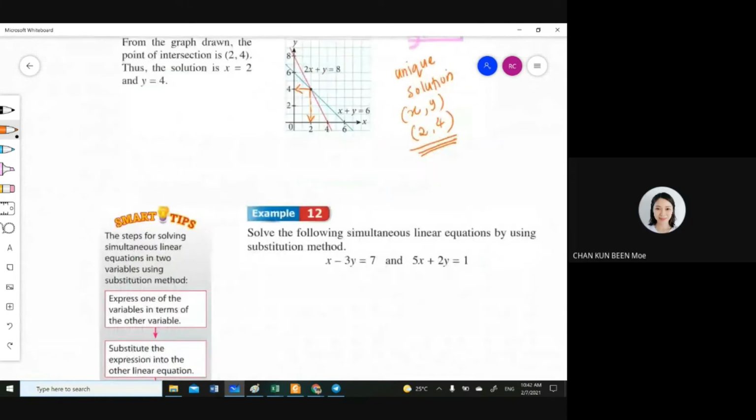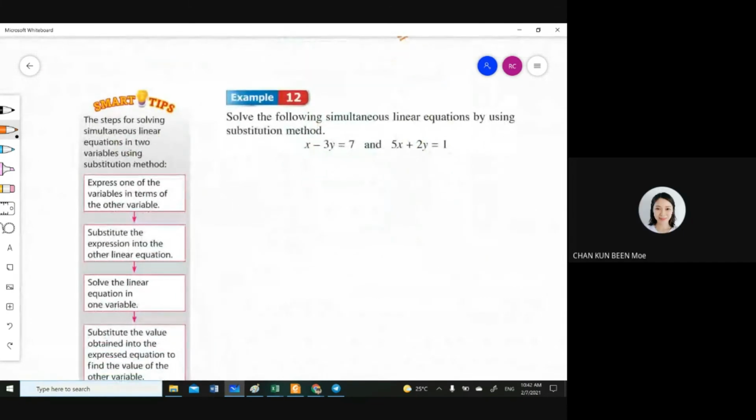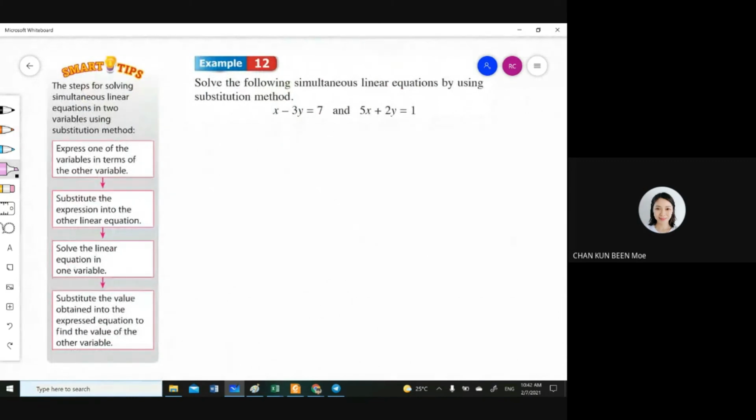Now we are going to continue with the substitution method. It's very interesting for this one. So we look at the steps of how to solve simultaneous linear equations in two variables using the substitution method. Okay, it might be a lot of wording, but I will explain it to you, you understand it first. Express one of the variables in terms of the other variable. Okay, after that you substitute the expression into the other linear equation.